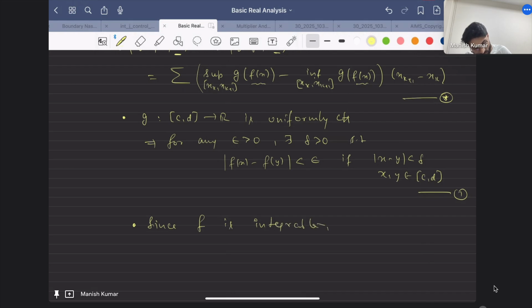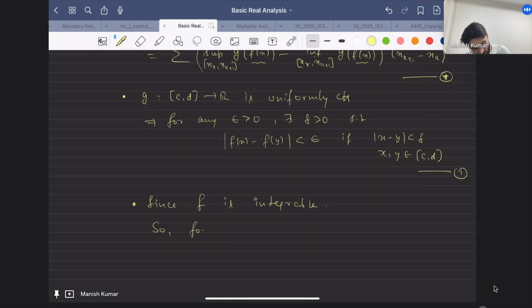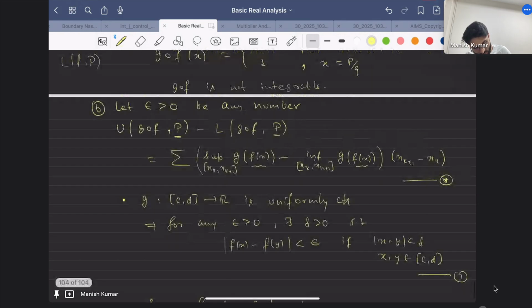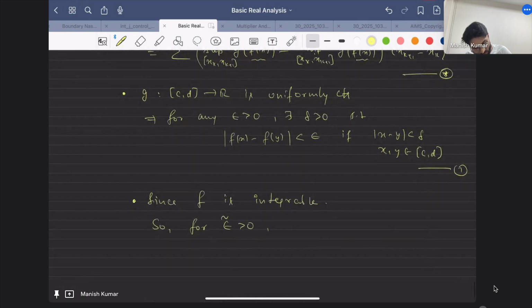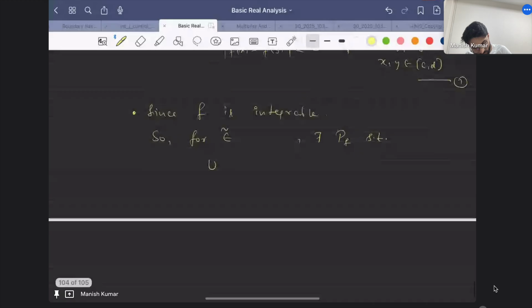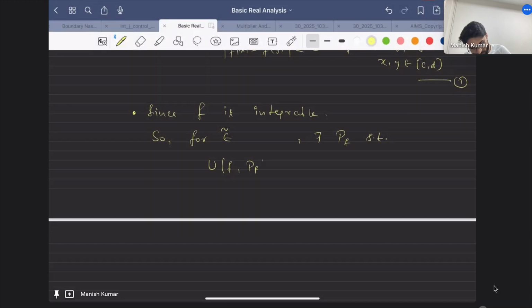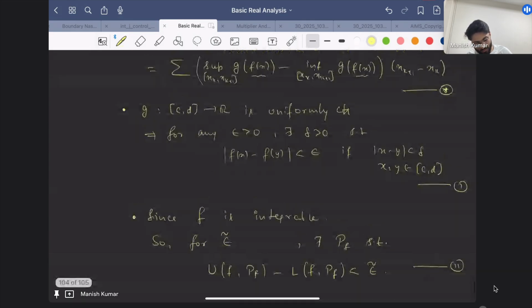so for some epsilon tilde, which I'll choose later on, there exists some partition P_f such that U(f, P_f) minus L(f, P_f) is less than epsilon tilde. Let's say this is 2. So I have these two conditions in my hand, and I want to prove that this will be very small.